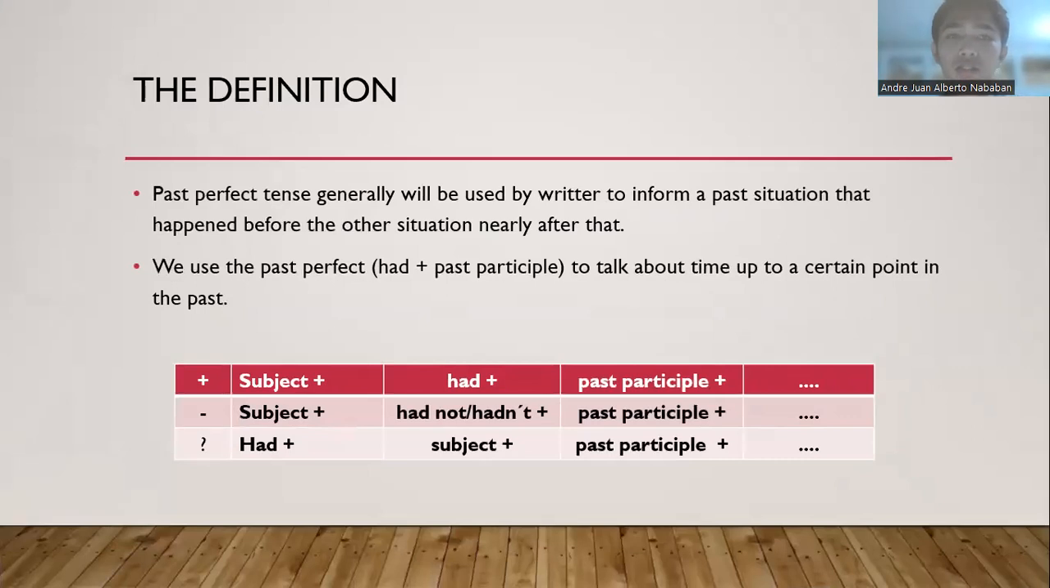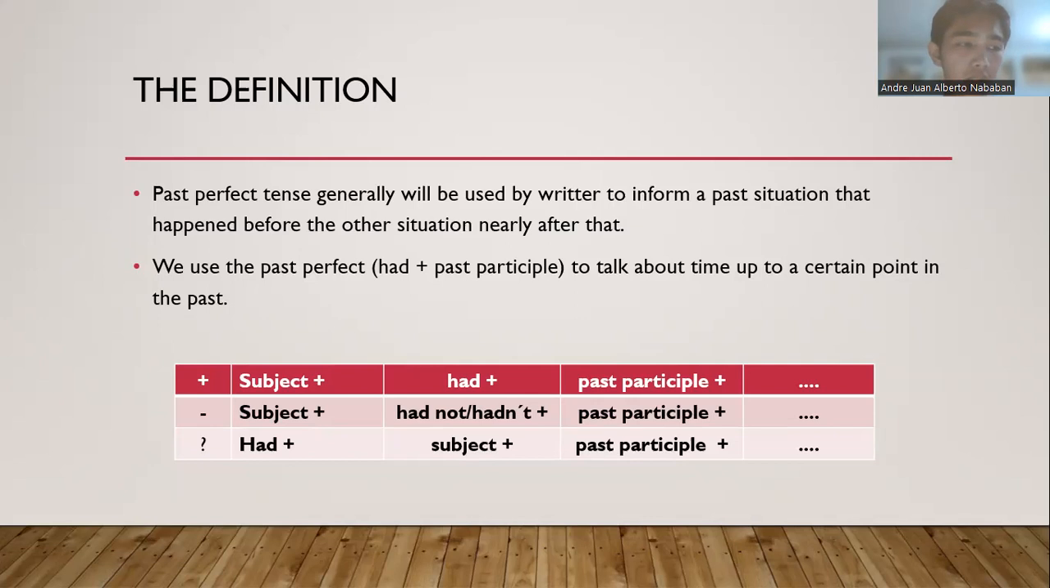Past perfect tense, the definition. Past perfect tense generally will be used by a writer to inform a past situation that happened before the other situation nearly after that. So in this sentence, it explains that the past perfect tense is used to inform or to explain a past situation that happened before the other situation.